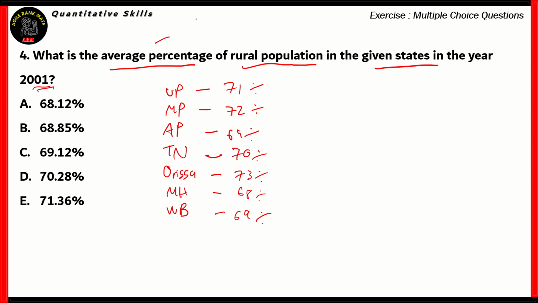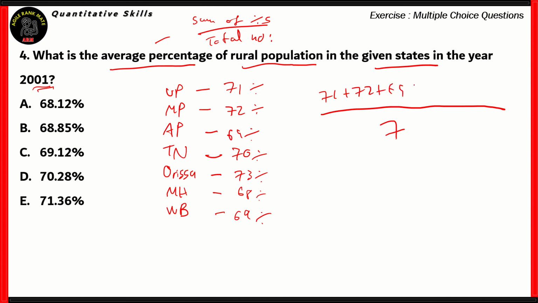Now, average percentage is basically sum of percentages over the total number of percentages. So we have 7 states, so we have 7 percentages. And when we take the numerator, we have to add all these percentages together. So that's 71 plus 72 plus 69 plus 70 plus 73 plus 68 plus 69. So when we add them all up, you get 492 over 7. Now if you are confused about it, you just need to add it together and you'll get the right answer as 492.